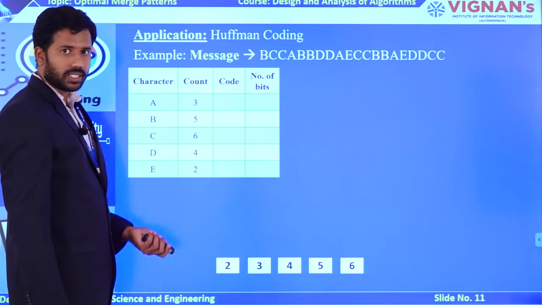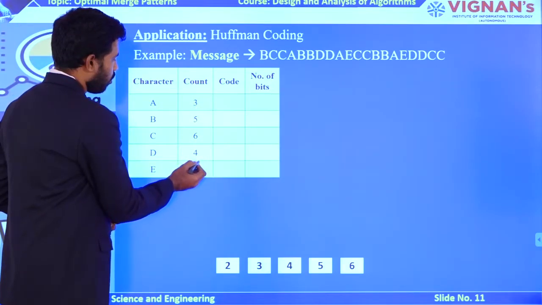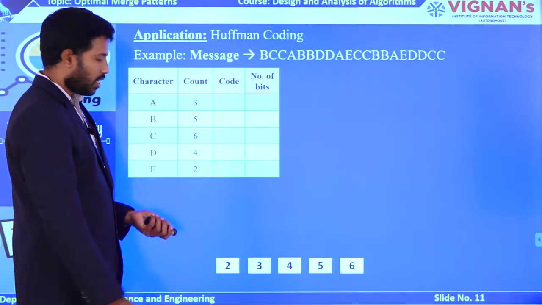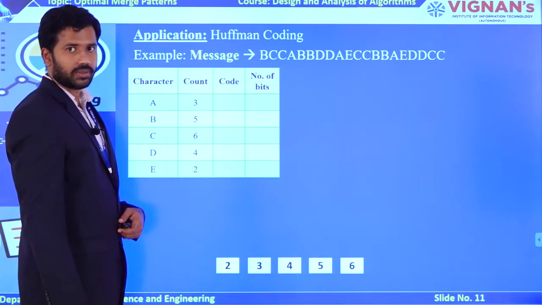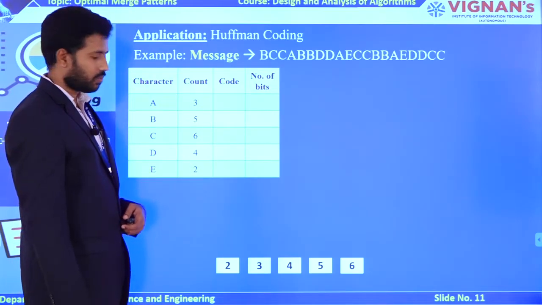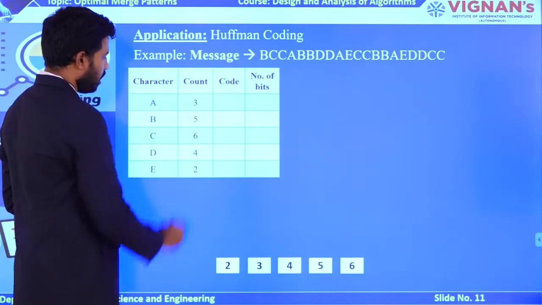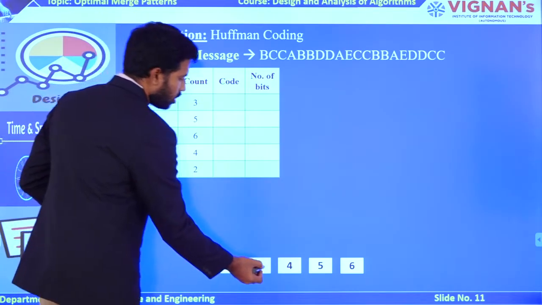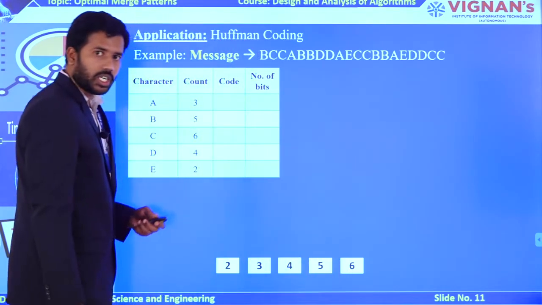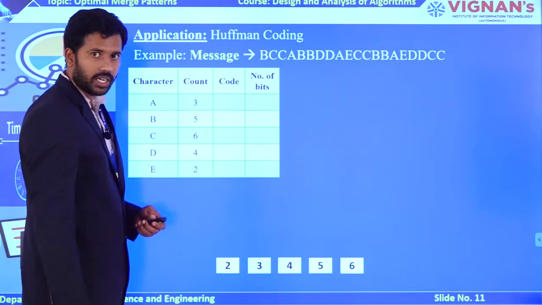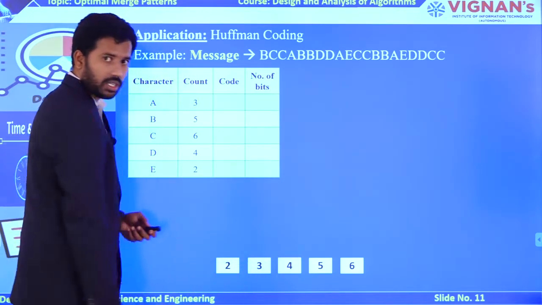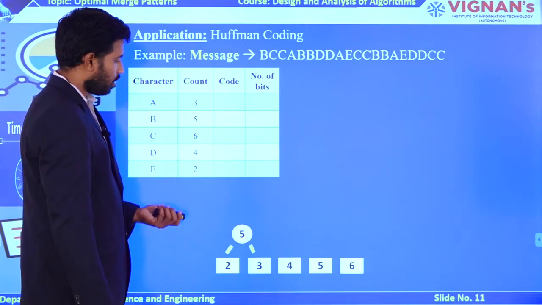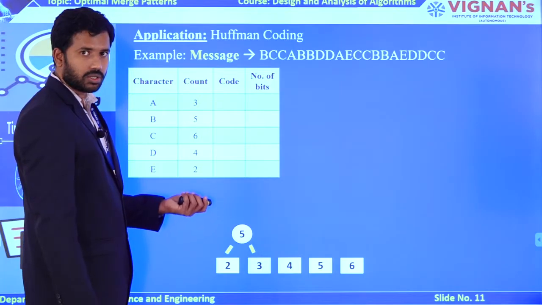Okay, so these are my file sizes, right? So you have 3, 5, 6, 4, 2. But to apply optimal merge patterns, the greedy method suggests that we first merge the 2 least file sizes. Then only the solution will be the optimal solution. Among these 5 character sizes, the increasing order is 2 followed by 3, followed by 4, followed by 5, followed by 6. So initially you merge the 2 least files, 2 and 3. If you merge these 2 least characters first, you will get a merged file of size 5.